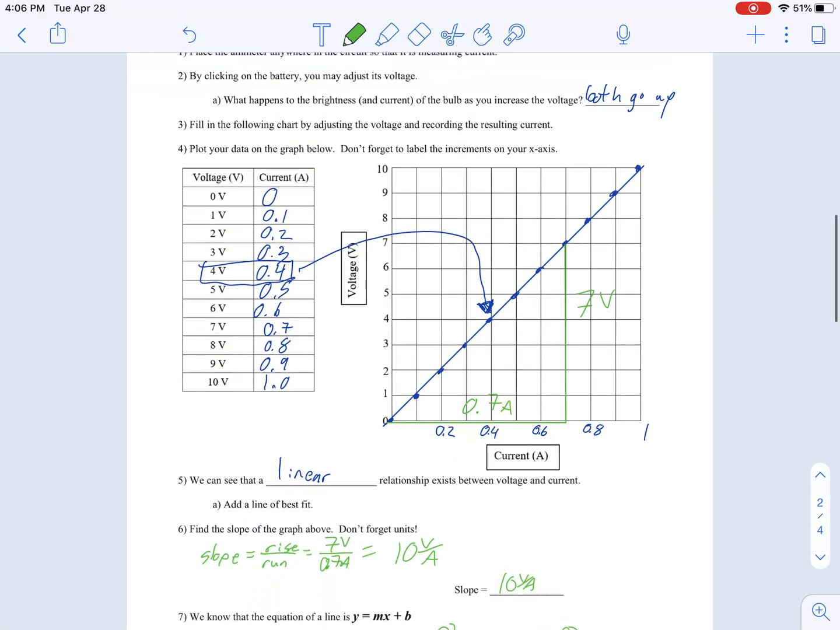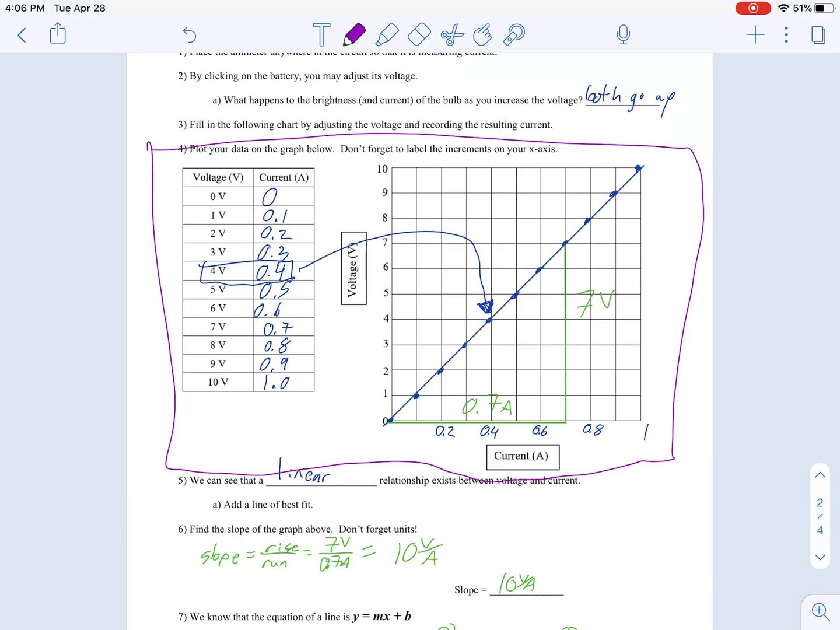All right, so if you have any questions, feel free to ask me, but again, all you have to submit is everything inside this purple box. That's all I need from you. All right, just to take a picture of it. If you can't upload the picture to the Google form, just email it to me. All right, have a good one.